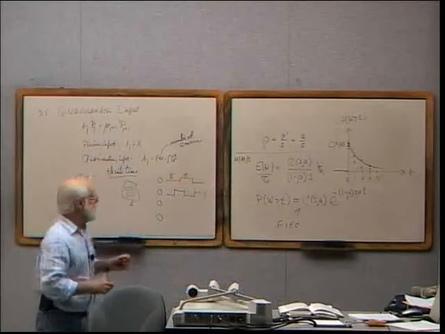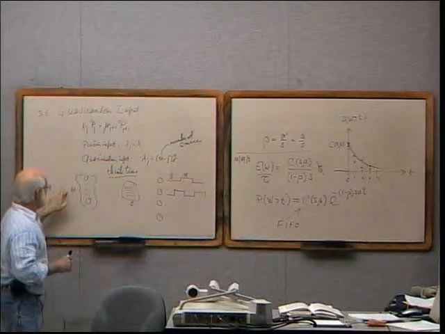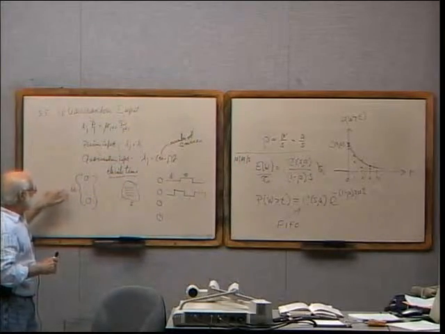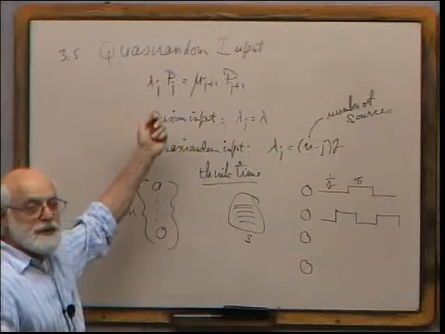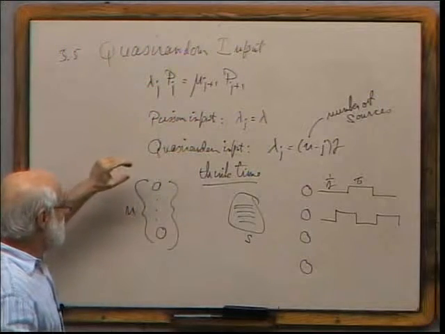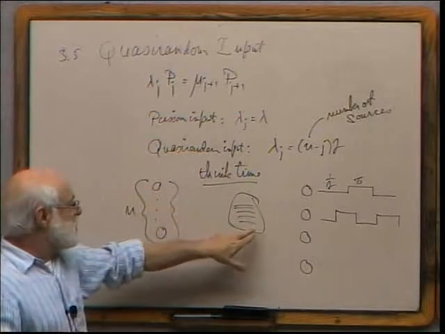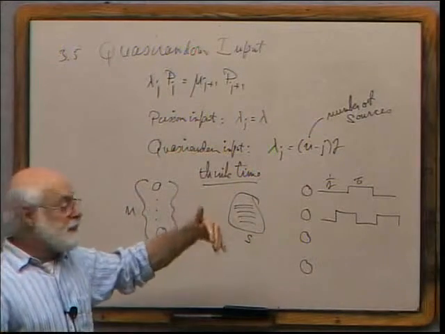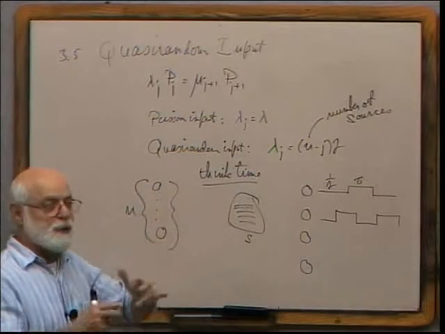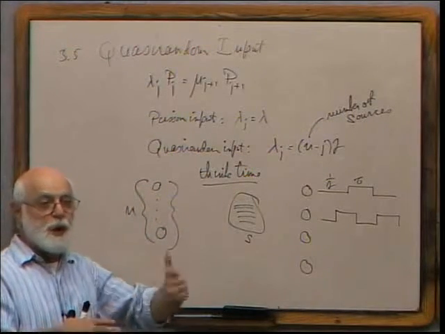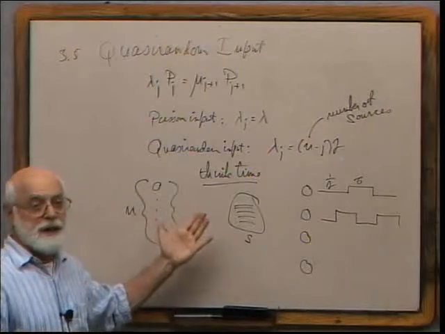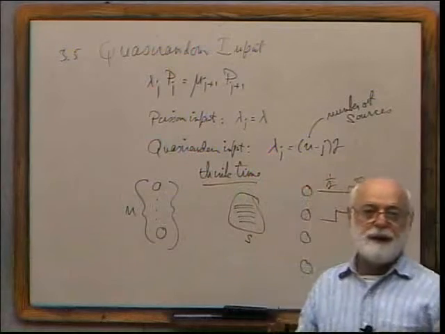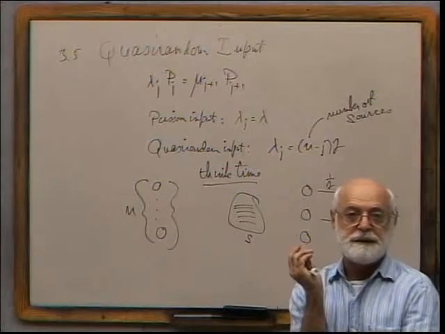However, as n goes to infinity, it turns out that the quasi-random input model converges to the Poisson input model. So what that means is that if the number of sources is much larger than the number of servers, then this effect doesn't matter. But if the number of sources and number of servers are relatively the same order of magnitude, then it does matter. But I can't tell you when that is and when it isn't. I can just give you the formulas, and then you plug in numbers and see whether it matters or not. Okay, so that's the big picture.